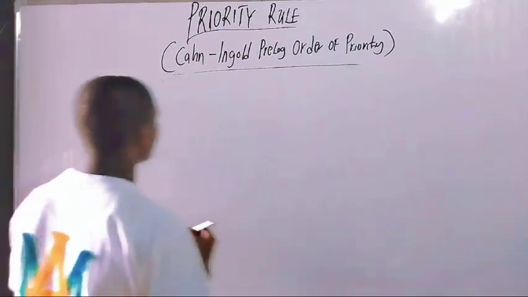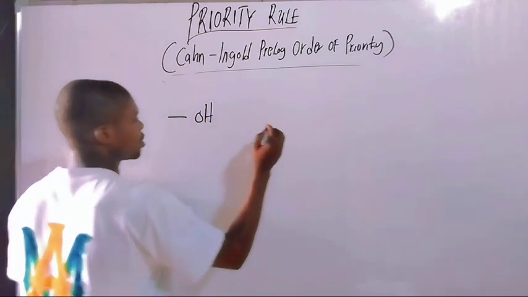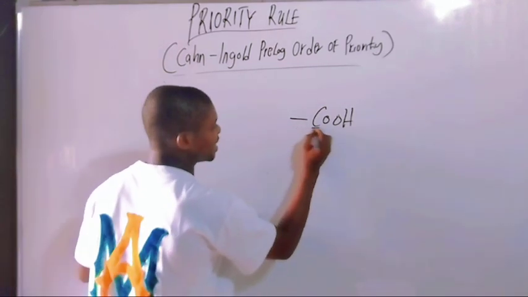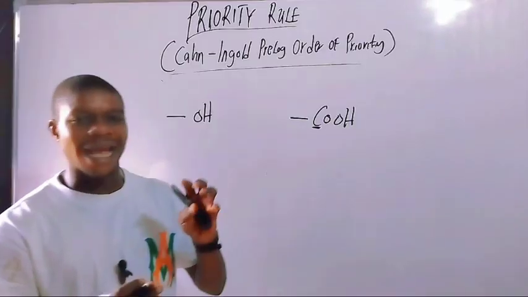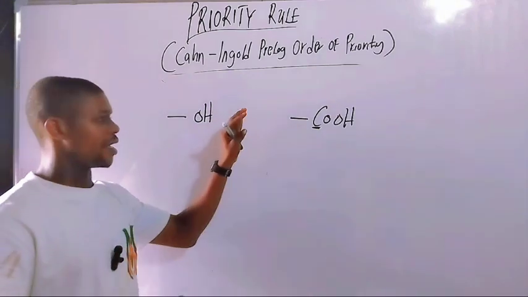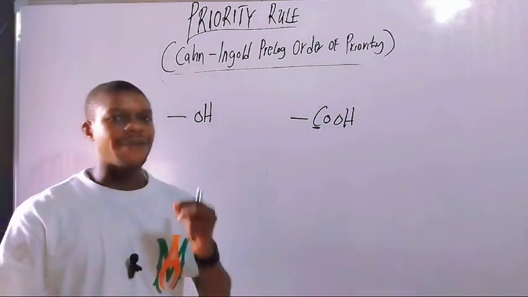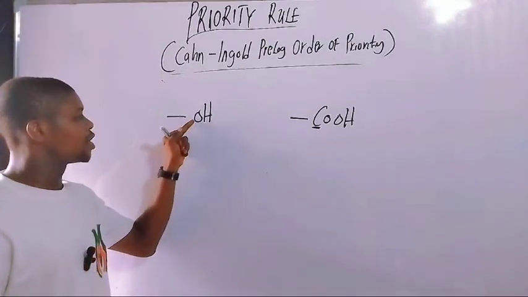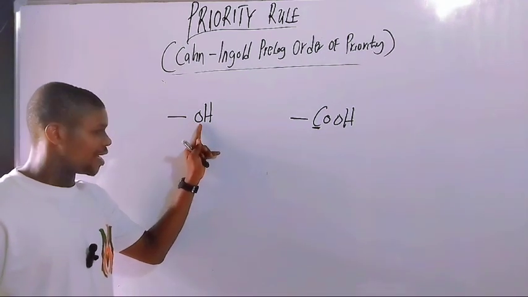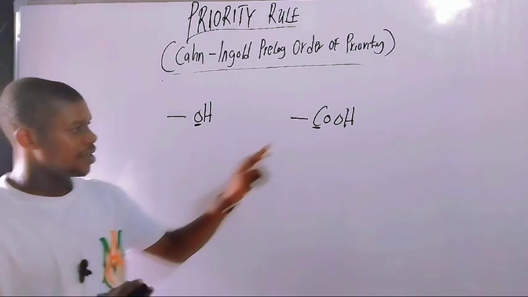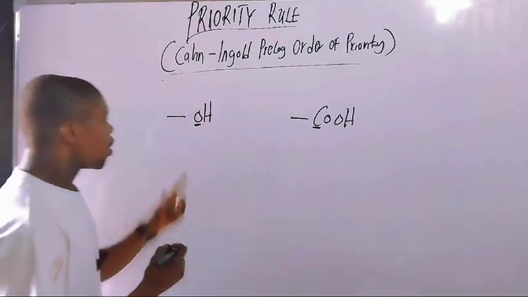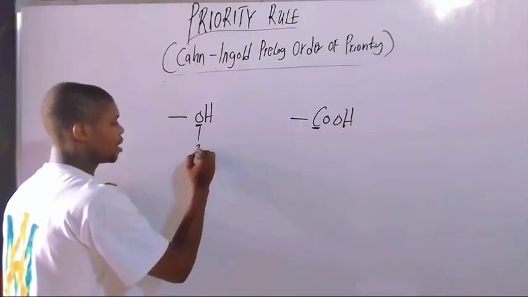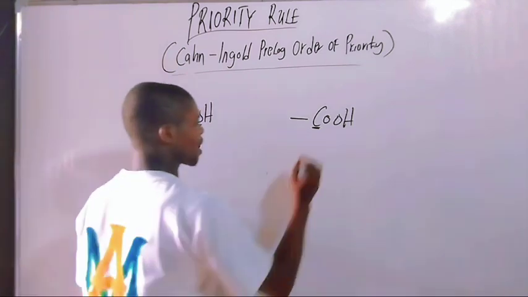If, for example, you are comparing OH and COOH, you look at this one you are seeing here as your first element. That is the point of attachment. The functional group is directly attached to somewhere, and you know where by looking at where it is attached. Here it is attached to oxygen, and here to carbon. The atomic number of oxygen is 8. The atomic number of carbon is 6.